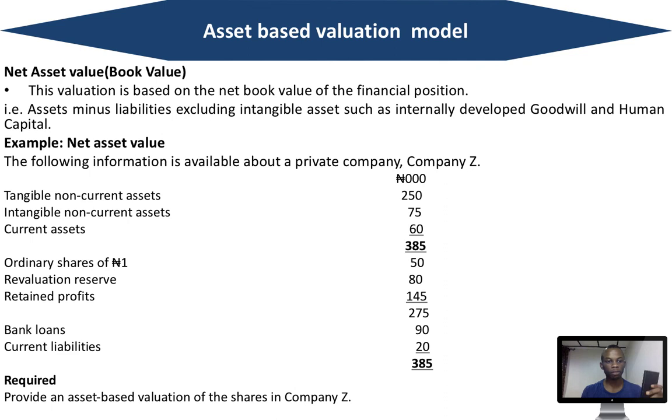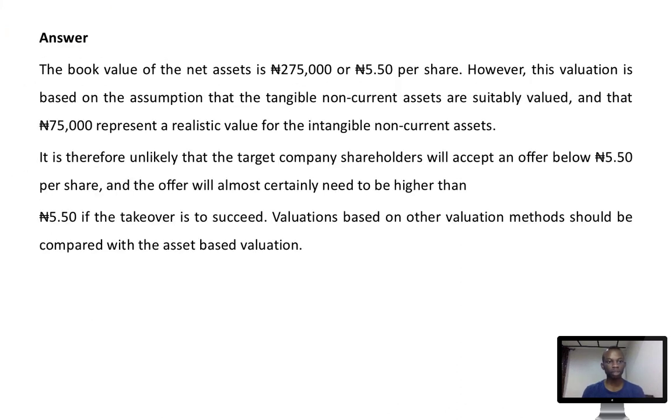That's the value of the company, and that could be the minimum value the seller could accept. Right now, if you want to get the price per share of the company, you do 275,000 divided by 50,000, because 50,000 here is the number of ordinary shares. You divide it, you have 5 naira 50 kobo. So 5 naira 50 kobo is the value per share of the company. The book value of the net asset is 275,000 or 5 naira 50 kobo per share.